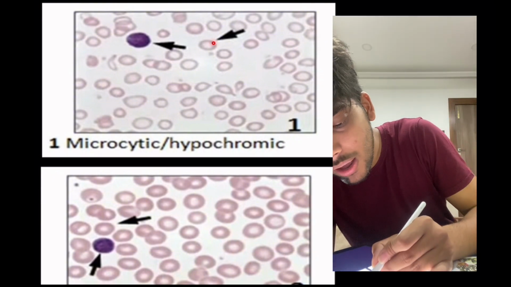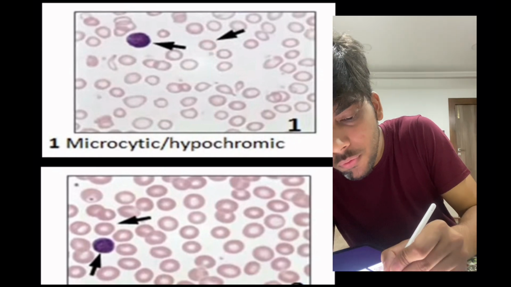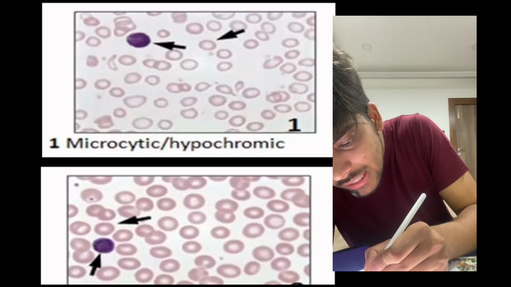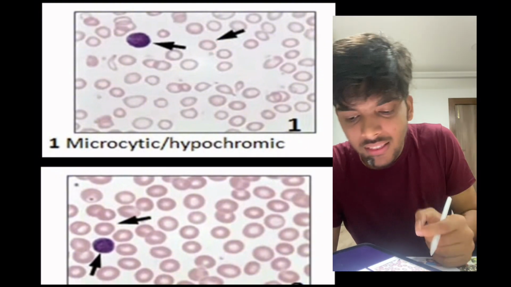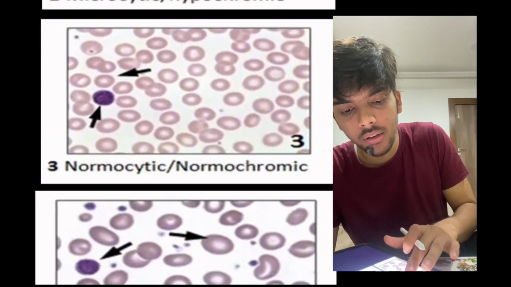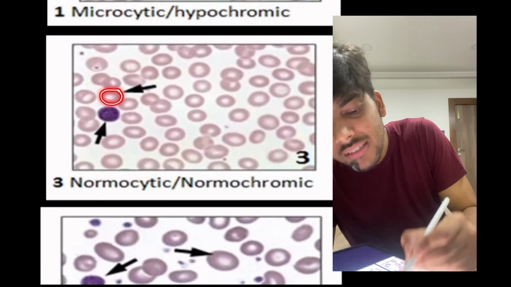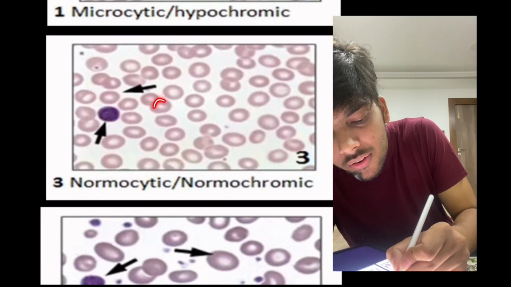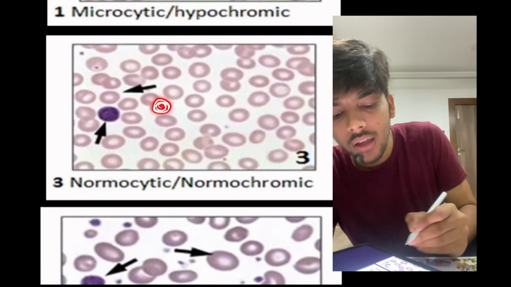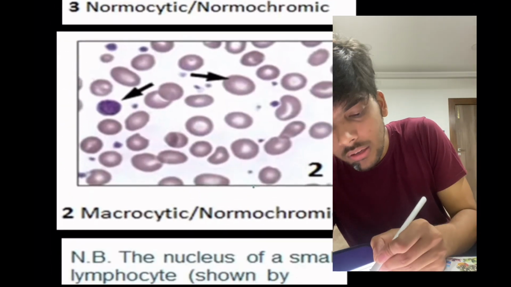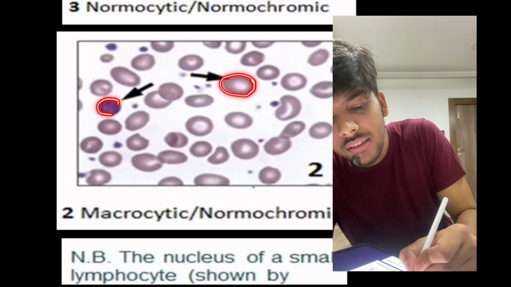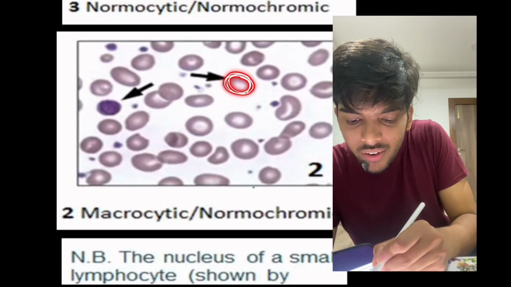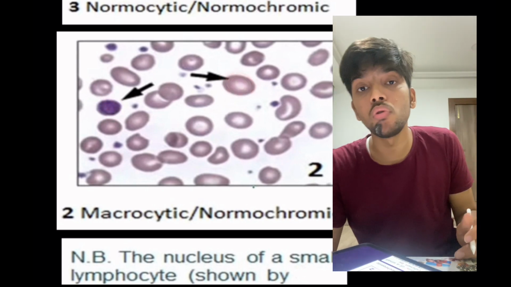So first, you have this RBC, obviously the size of which is less than the small lymphocyte. So it is microcytic. You can see that the peripheral red is less than the central pallor. So it is hypochromic. Second, the size is comparable to the size of the small lymphocyte, normocytic. The peripheral red is more than the central pallor, normochromic. Third, the size is greater than the lymphocyte, so it is macrocytic. The peripheral red is more than the central pallor, so normochromic.